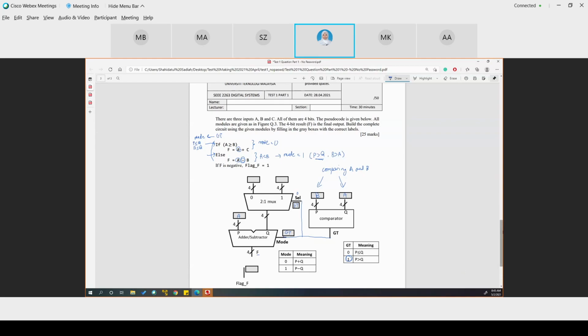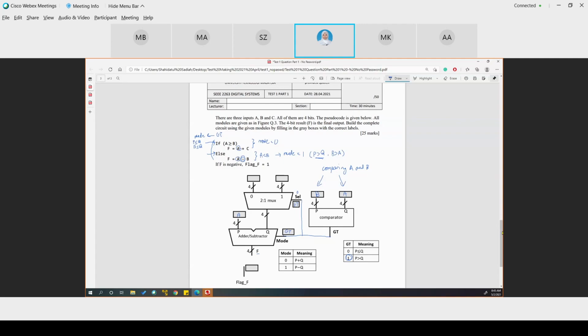Where were we? Okay. So A is always in the equation. So A is here, and C is the selection. Okay. So when mode is 0, this one, we do the adding operation. So when mode is 0, we add A with C. Okay. When mode is 1, sorry, GT is 1.